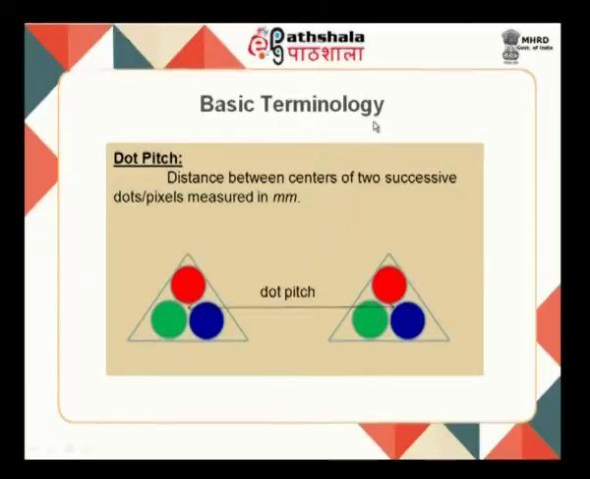The next terminology we are going to learn is dot pitch. Dot pitch is the distance between the centers of two successive dots or pixels, measured in millimeters. So, if you see here, the dot pitch is the distance between the centers. A color pixel is positioned in the shape of a triangle, and here you have the red dot, the green dot and the blue dot. The distance between the centers of two successive dots is called the dot pitch.